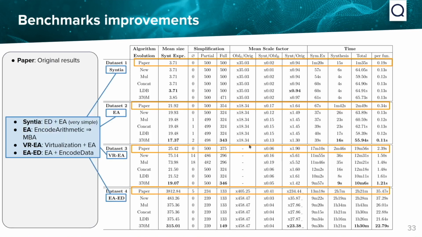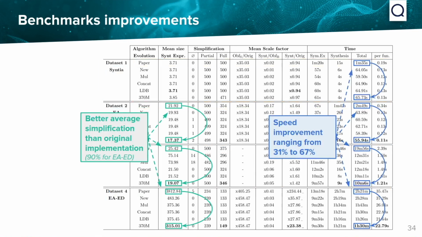We still use the 4 datasets which are available online. EA is encode arithmetic, so it's basically MBAs. We also mixed virtualization and MBAs, and MBAs and encode data, which are all Tigress transformations. So we have 4 benchmarks. The first line is the paper results, and as you can see, we kept improving things over time. And now we really have good, even better, if we can say, results.